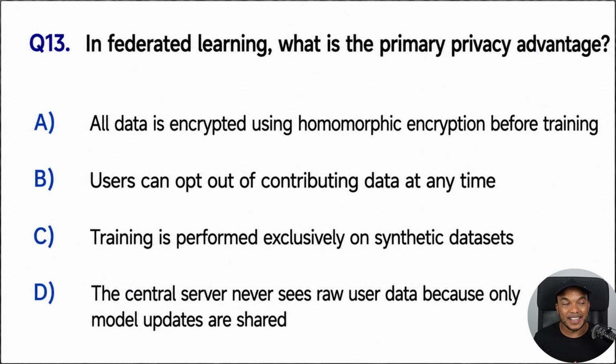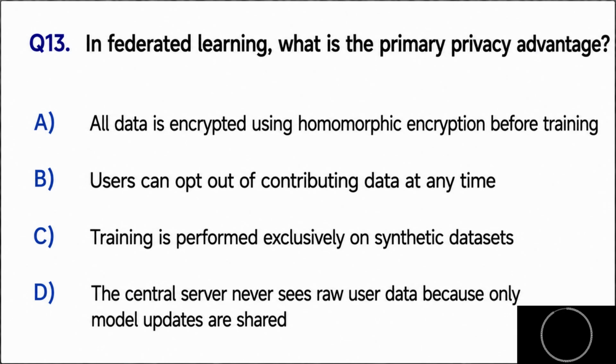Question number 13. In federated learning, what is the primary privacy advantage? Is it A, all data is encrypted using homomorphic encryption before training? Is it B, users can opt out of contributing data at any time? Is it C, training is performed exclusively on synthetic datasets? Or is it D, the central server never sees raw user data because only model updates are shared? Good luck, your timer begins now.